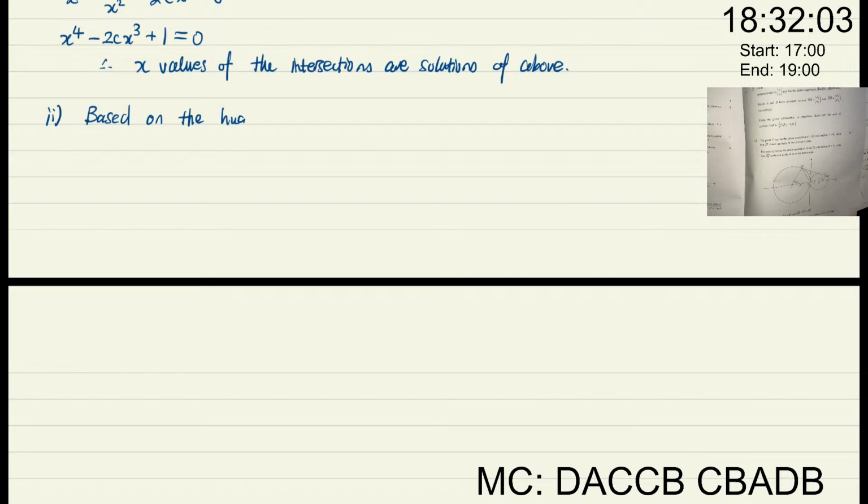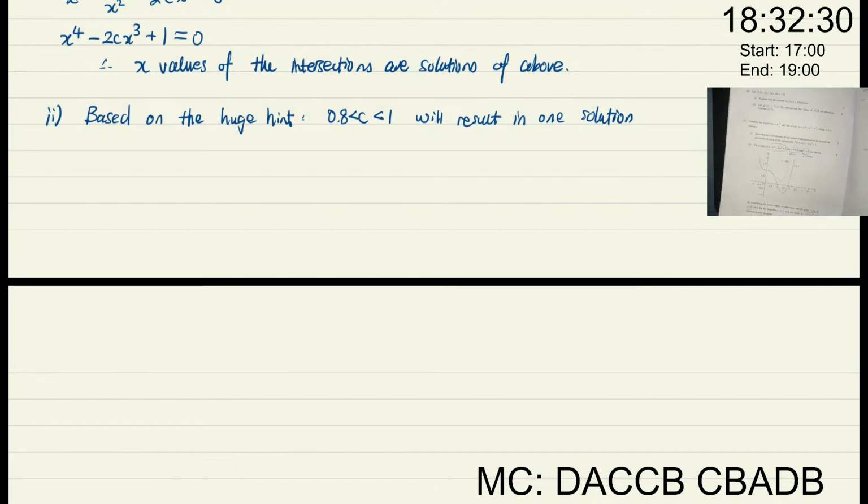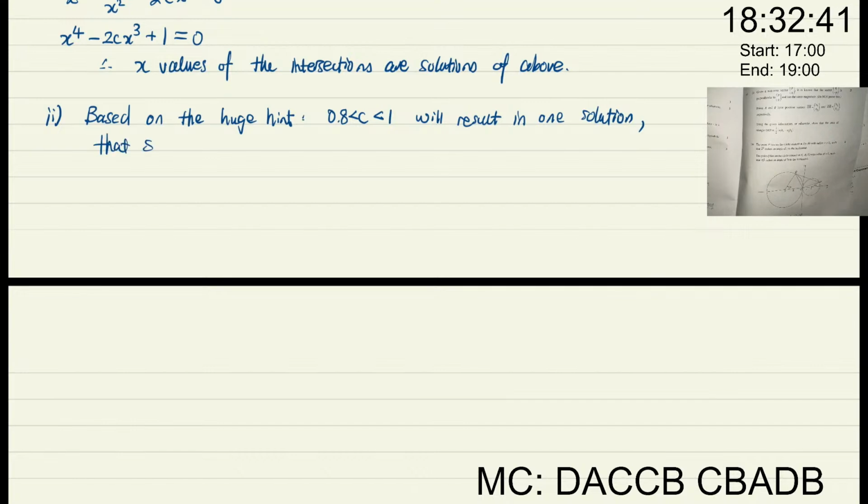Based on the huge hint that they provided us, we know that C, somewhere between 0.8 and 1, sorry, will result in 1 intersection point. So, I guess the question is, how do we get that solution? Now, the second cool thing about this is that this graph seems to be touching the x-axis when it does happen. So that solution will be a double root.